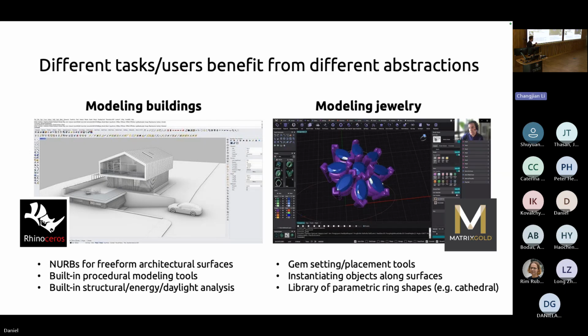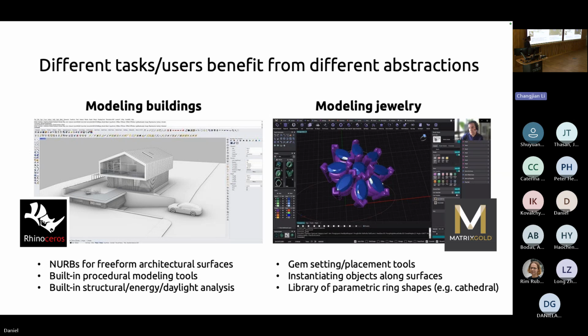It has abstractions for gem setting and placement. It has nice built-in features for instantiating objects along surfaces, which is something you often want to do in jewelry. And it has a really quite exhaustive library of parametric ring shapes, which makes it really easy to explore different variations of a design without having to build all of those ring shapes from scratch.